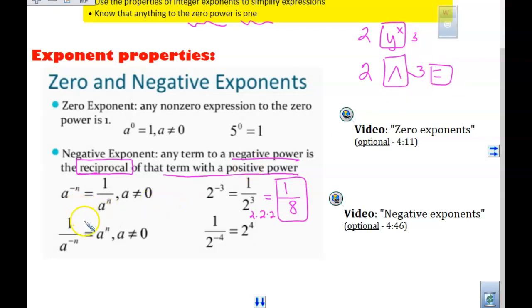Okay? Again, what if it's in the denominator? 1 over a to the negative n. We're going to write it as a to the n. And if it helps you to think of reciprocal and put it over 1, put it over 1. Here, 1 over 2 to the negative 4 is 2 to the 4 over 1. 2 to the 4th, well, if I know 2 to the third is 8, 2 to the 4th is going to be 8 times 2, and 8 times 2 is 16. Okay?